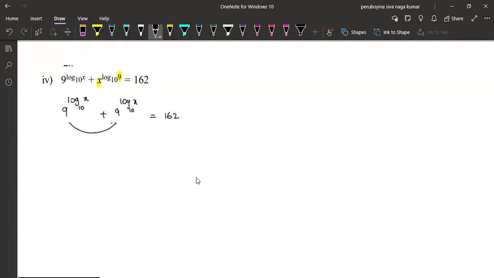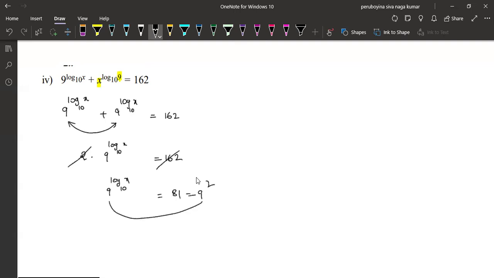So these two quantities look the same. So you can write 2 times 9 power log x base 10 is equal to 162. So 2 got cancelled in 162 two times. So 9 power log x base 10 is equal to, this is 81. 81, you can express as 9 square.